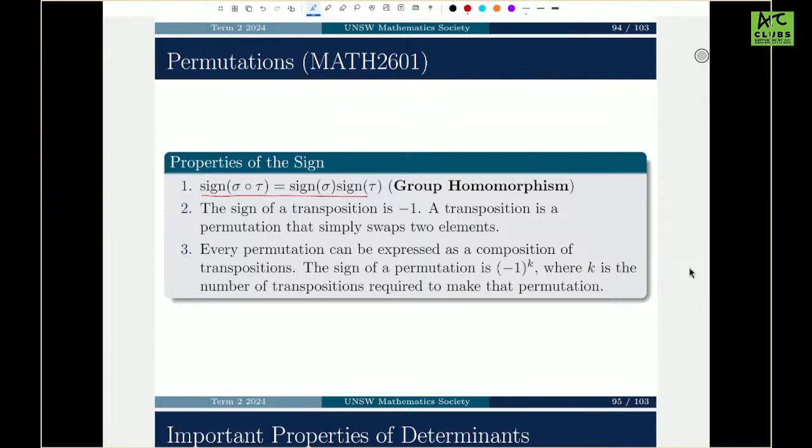Now we can say that every permutation can be expressed as a composition of transpositions. That's what this whole idea of it being a group under composition is about. So the sign of a permutation is -1 to the k, where k is the number of transpositions. Because you can think of it as if I have 5 swaps, 5 transpositions, that's one transposition composed with the next transposition, composed with the next, etc. And we end up with this, -1 to the k.